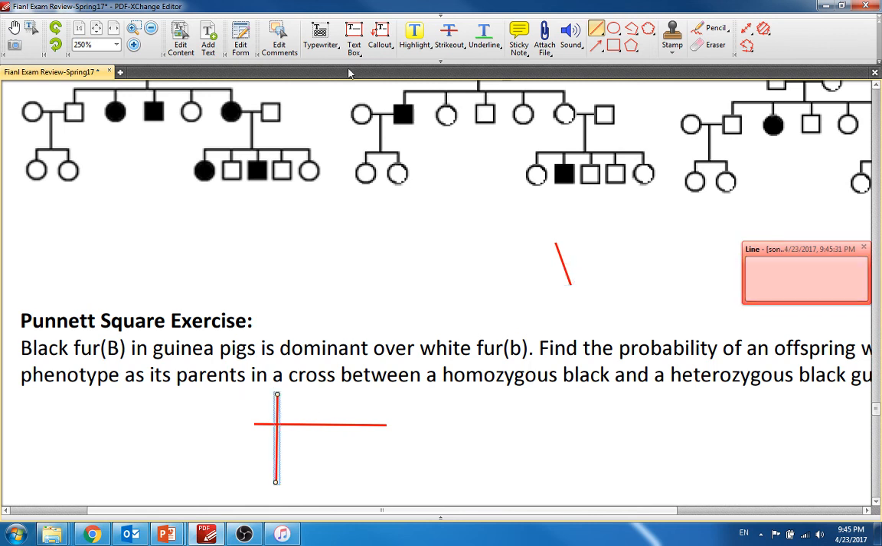So you're going to write 2 capital B's on the top for the homozygous black parent, and then you're going to write a big B and a small b on the left side for the other black furred guinea pig parent. And then put the combinations in the Punnett square, and you will see that all of these guinea pigs in the second generation will have a capital B. Because it's dominant, all the offspring will be black.